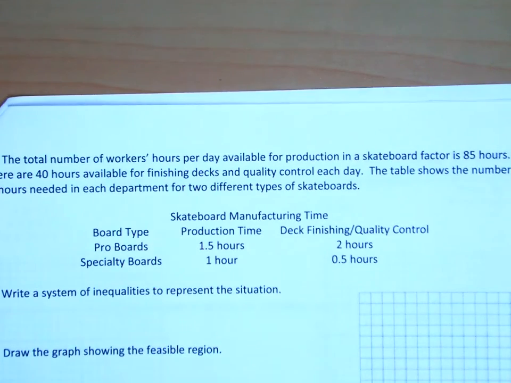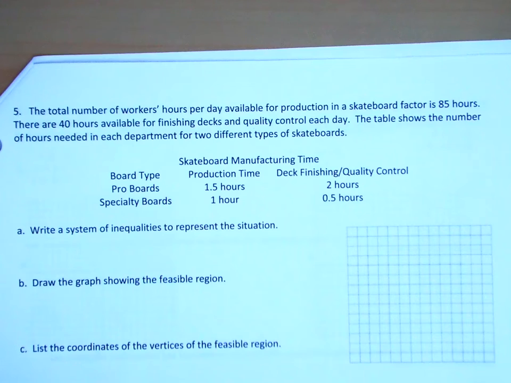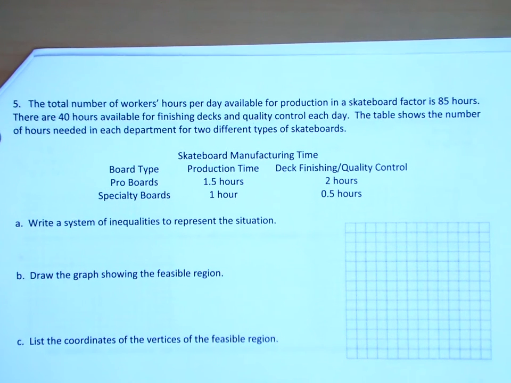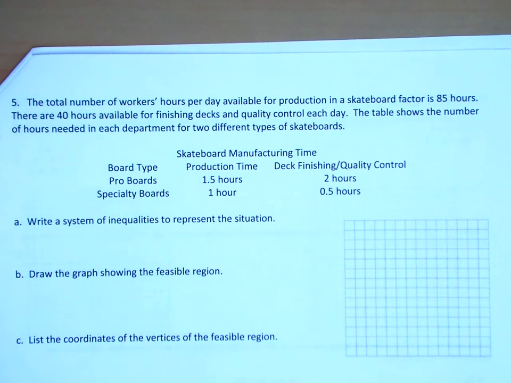Okay. The second example I want to go over for setting up story problems today is about workers. The total number of hours available per day for production in a skateboard factory is 85 hours. There are 40 hours available for finishing decks and quality control each day. The table shows the number of hours needed in each department for 2 different types of skateboards.